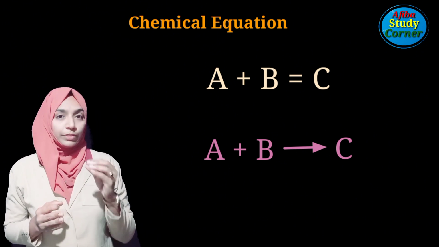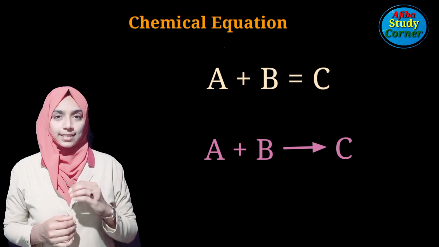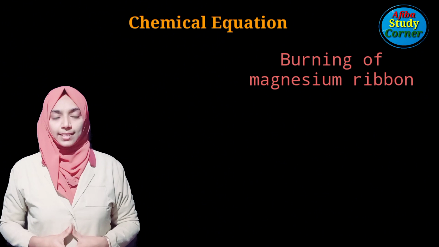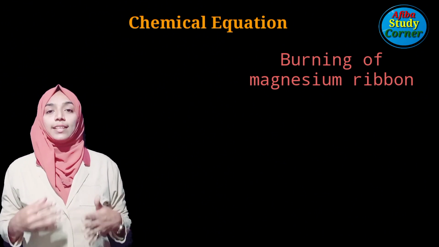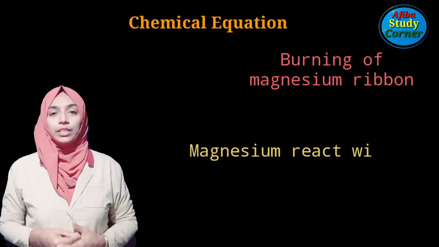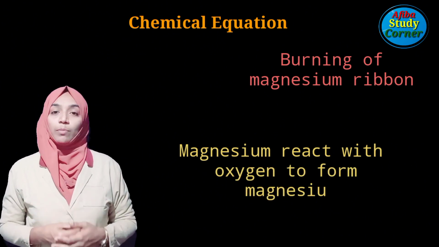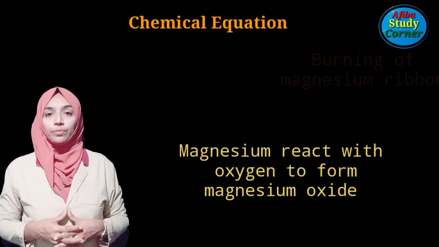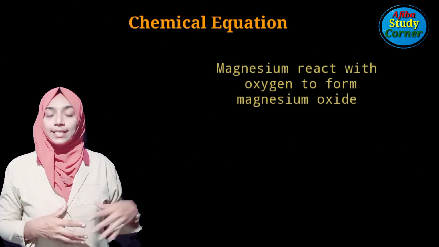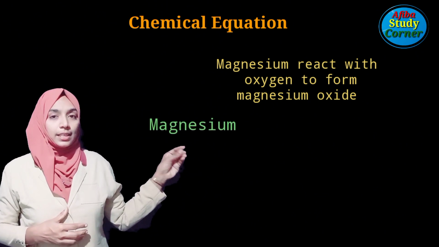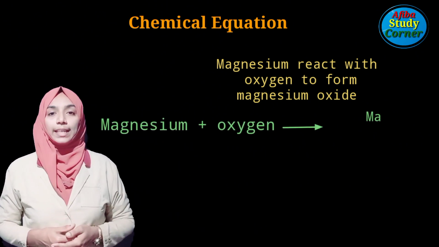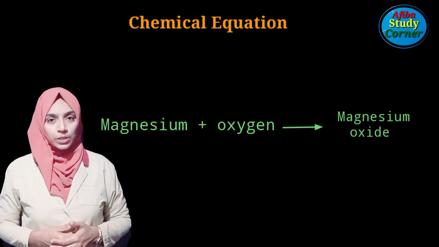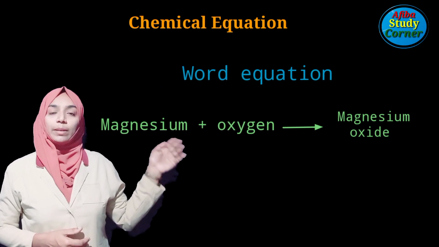Do you remember one of the experiments in our previous class? Yes, the burning of magnesium ribbon. How do we explain that reaction in a sentence? Yes, we can say magnesium reacted with oxygen gives magnesium oxide. If we shorten this sentence, we can write magnesium plus oxygen gives magnesium oxide. This is the word equation of that chemical reaction.